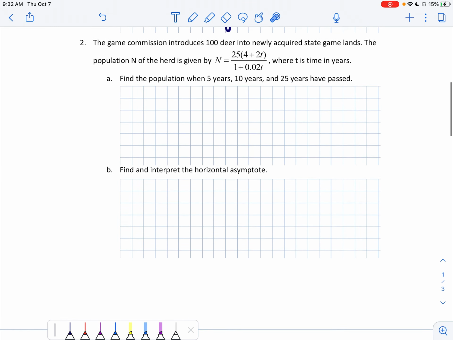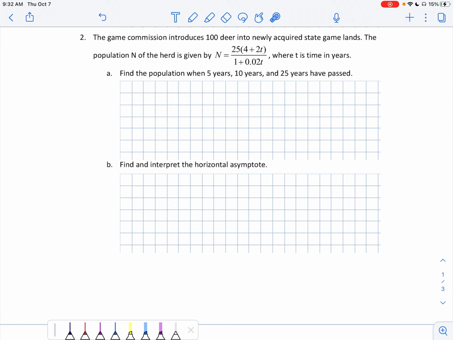All right. Let's go ahead and take a look at another example. Example 2 says the Game Commission introduces 100 deer into newly acquired state game lands. So the population N of a herd is given by this function: N is equal to 25 times the quantity 4 plus 2t all over the quantity 1 plus 0.02t, where t is the time in years. So we're measuring the population N of a herd as a function of time t in years.